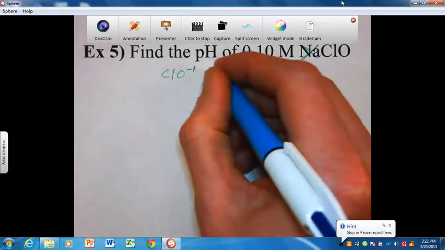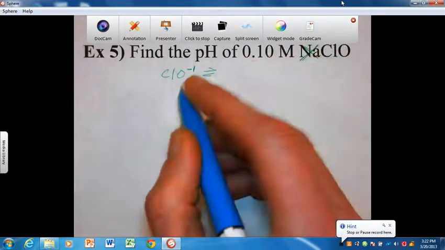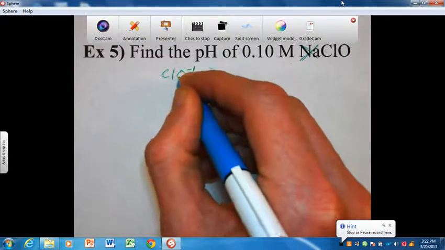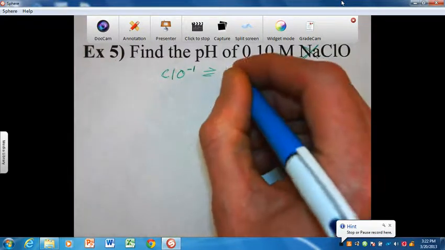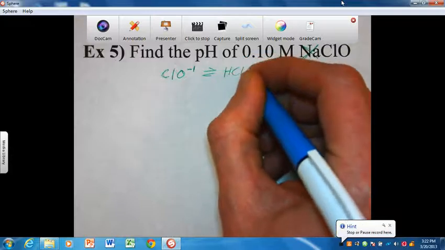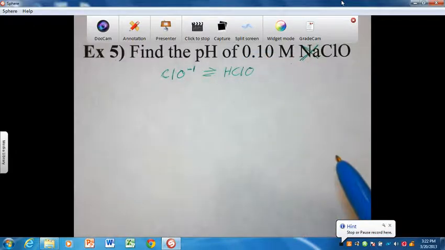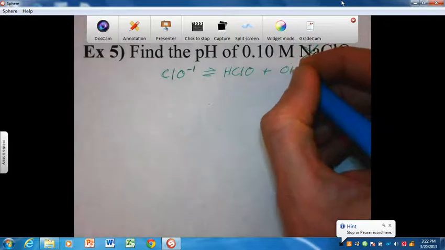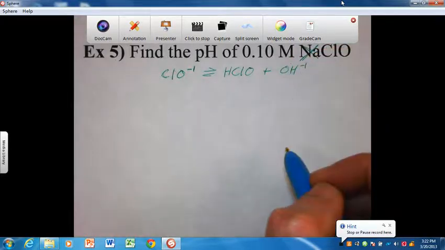at equilibrium with, if we're going to call it a base, we have to remember to call it a hydrogen acceptor. So I'm going to make it accept a hydrogen and put it into its hydrogen hypochlorite form. It accepted a hydrogen from water, so what we'll be left with is hydroxide. ICE.